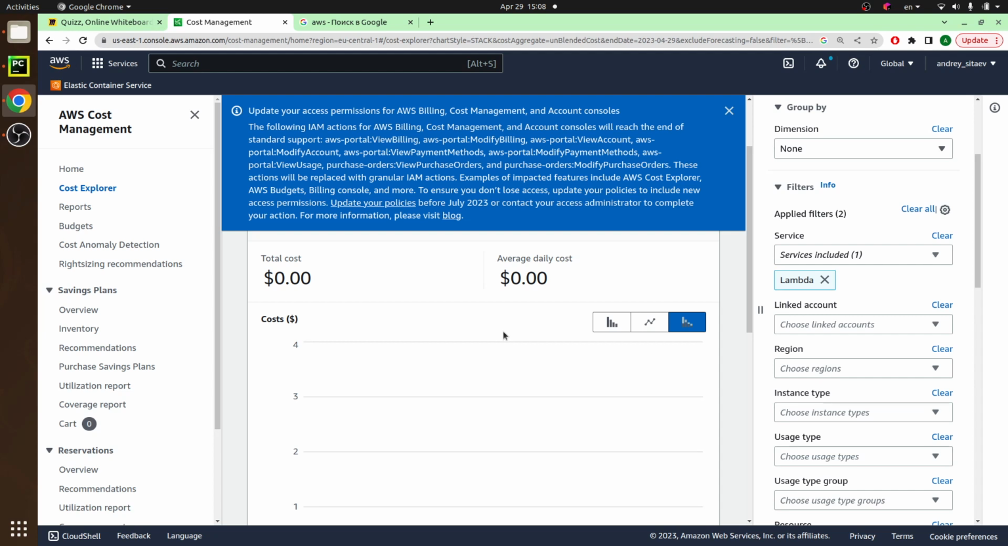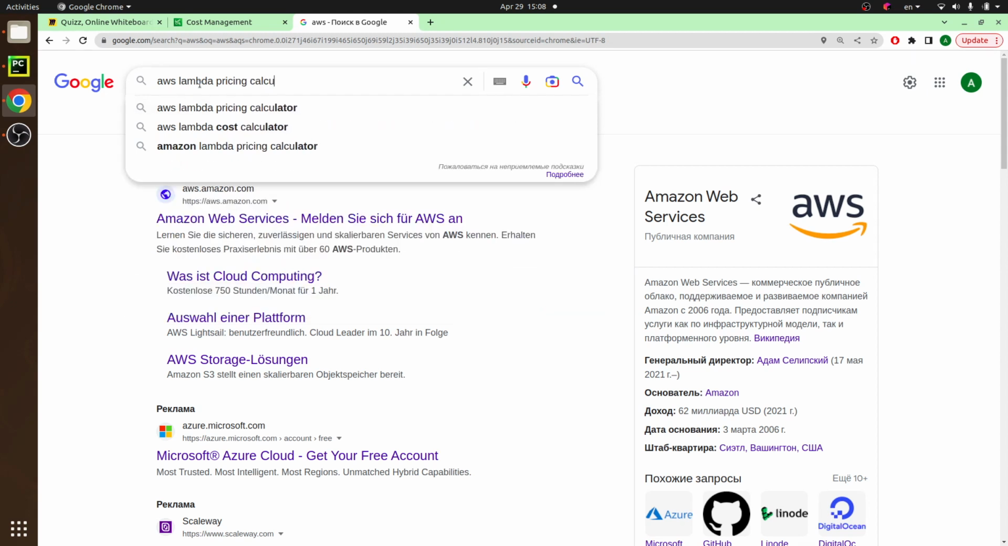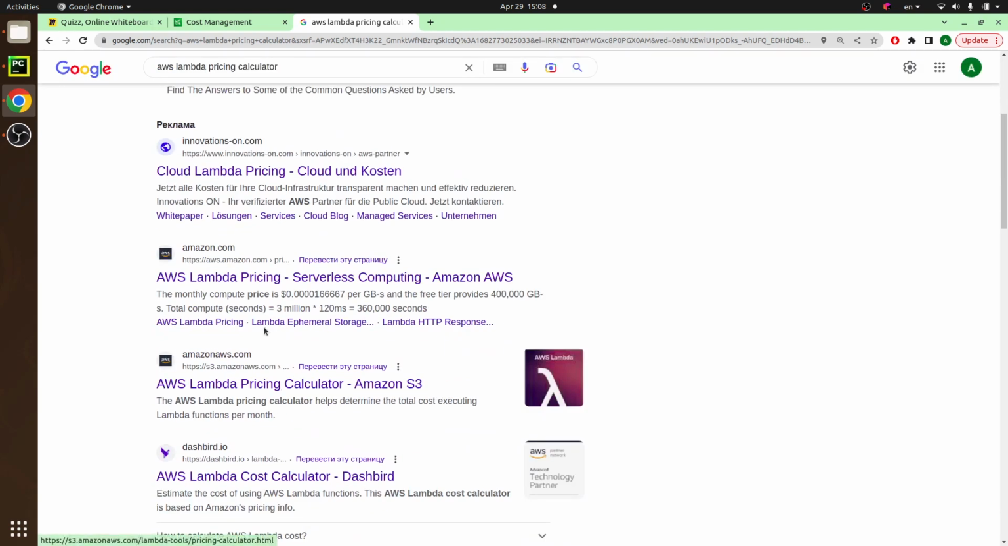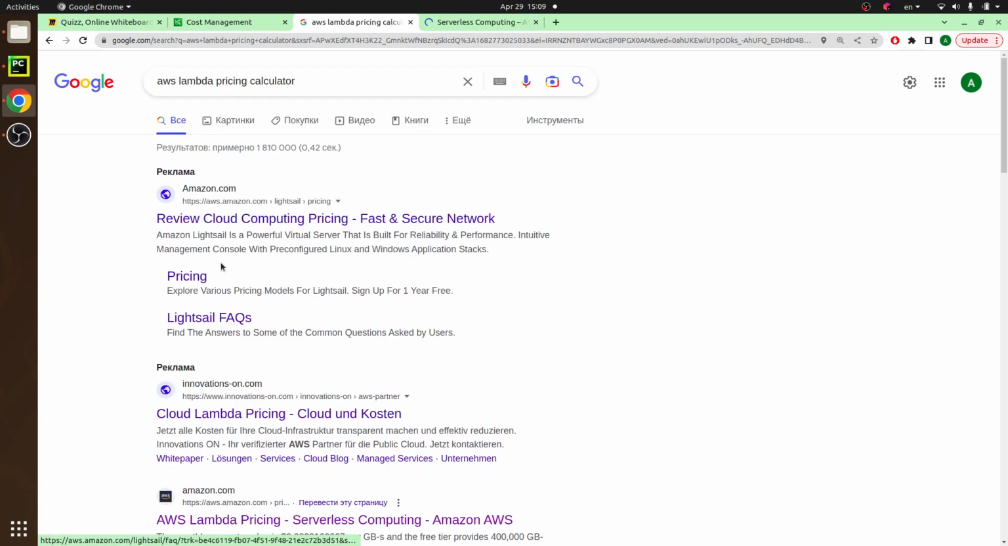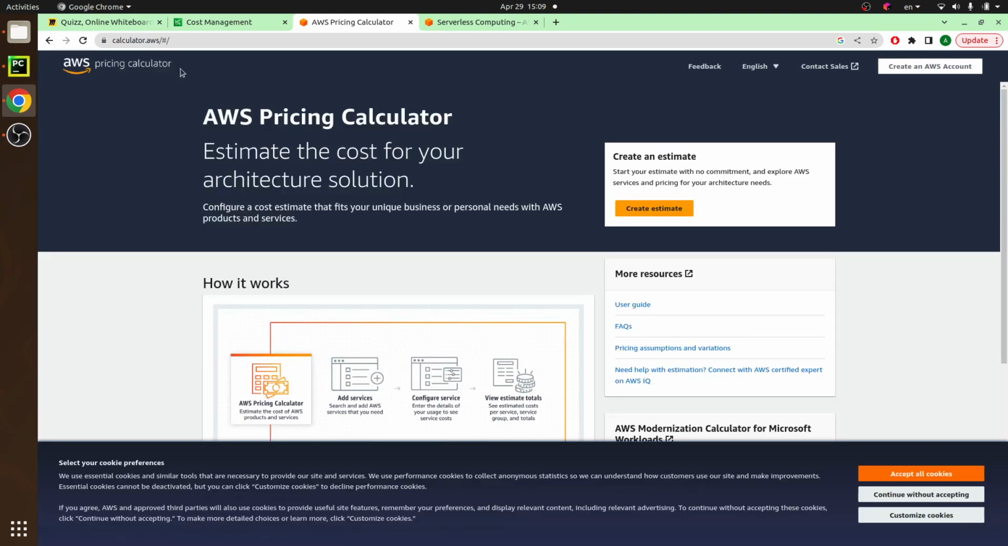And let me check more. Let me calculate the cost for the Lambda calls because there is a great AWS tool for calculating your spending on AWS Lambda. Let me search AWS Lambda pricing calculator. And here should be the page on the official AWS website. Might be this one, or probably this one, AWS pricing calculator.